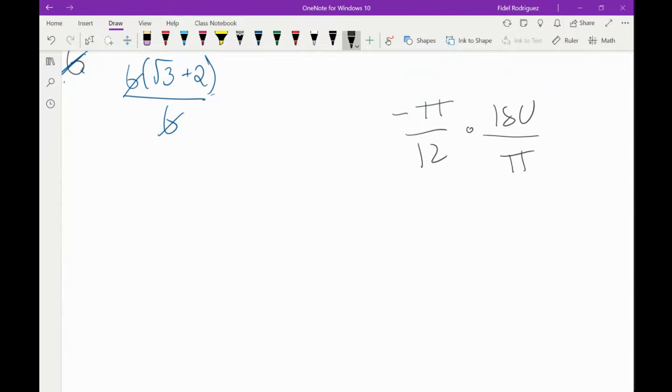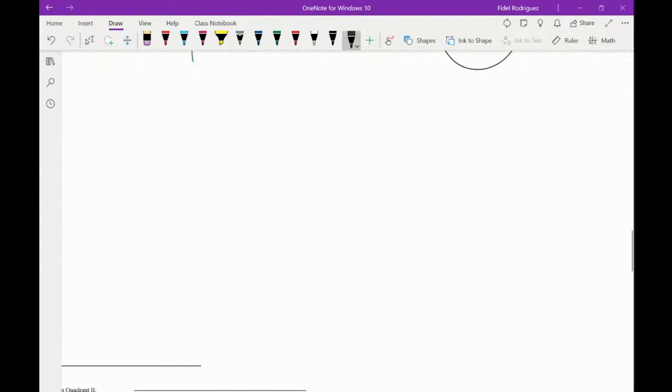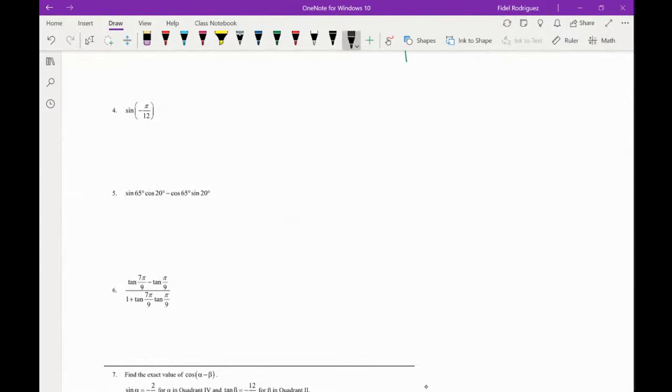180 over pi, right? Again, the reason why I do it this way, y'all. Let's see. 12 went into 180 15 times. So this is going to give me a negative 15 degrees. Because I got that negative there. So the reason why I'm converting these back into degrees is, and let me come back over here.